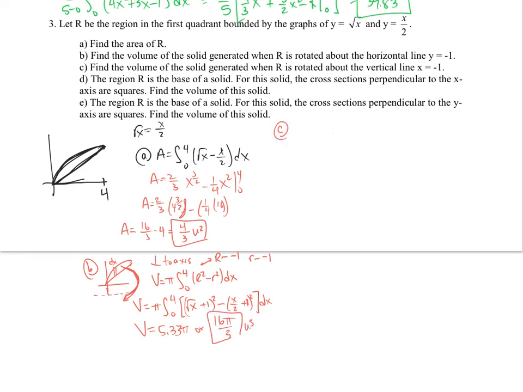Okay, for part C, find the volume when rotated about the vertical line x equals -1. So this time we've got a vertical line at x equals -1 right there, and we're going this way.